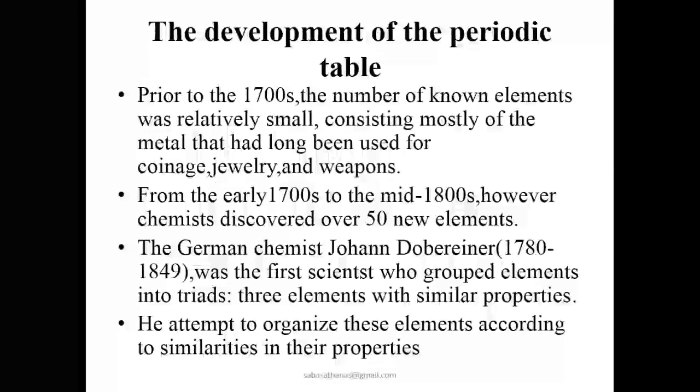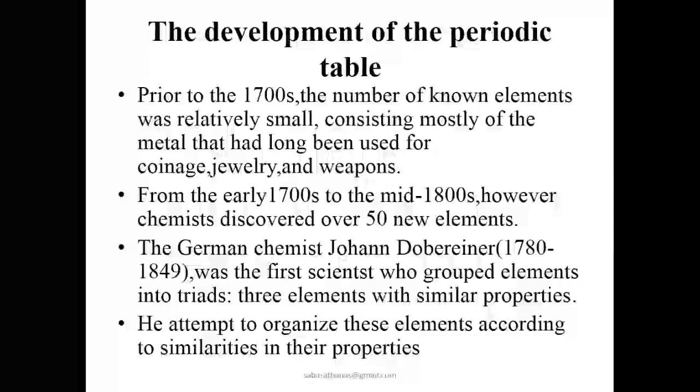Tukianzia na periodic table, we have to discuss on the development of the periodic table. Ilitokea wapi? Haikutoka tu juu. Tumeona kwamba kuna wanasayansi waliumiza vichwa baada ya kuona kwamba elements zinakuwa ni nyingi zinagundulika. Sasa jinsi gani sasa tukazigroup, wakaanza wanasayansi mbalimbali. In 1700s the number of known elements was relatively small, considering most of the metal that has long been used for coinage, jewelry and the weapons. Mara nyingi zilikuwa katika silaha. Mara nyingi metals zilikuwa zimegundulika, ambazo zilikuwa ni ndogo sana.